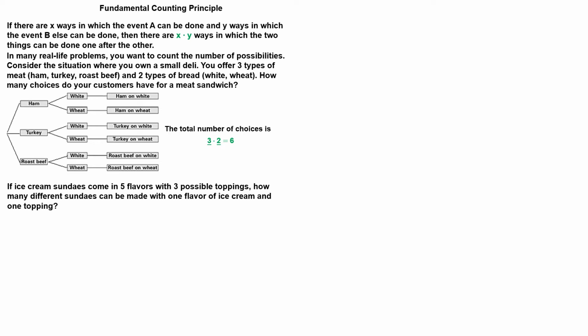Here, the choice of a flavor does not affect the choice of a topping. So, these events are independent. Applying the counting principle, we have 5 choices of flavors and 3 for toppings. So, the total of different sundaes is the product 5 times 3. We have 15 possible sundaes.